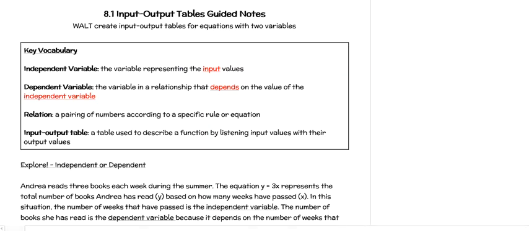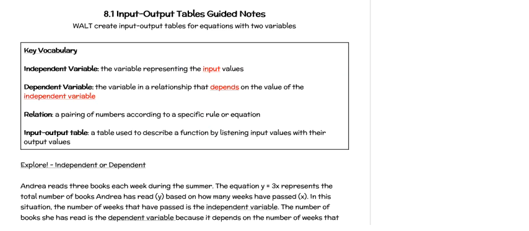So independent variable is a variable representing the input values. Dependent variable is a variable in a relationship that depends on the value of the independent variable. And we're going to see a few of those examples in the beginning of this lesson, what they mean, because identifying independent and dependent variables is really important in understanding real world situations. And again, you probably do this in science class, in labs. A relation is a pair of numbers according to a specific rule or equation. You're going to see a bunch of relations today in the tables.